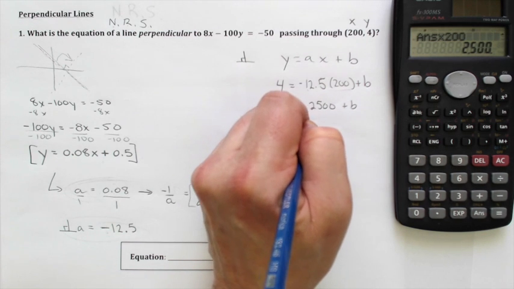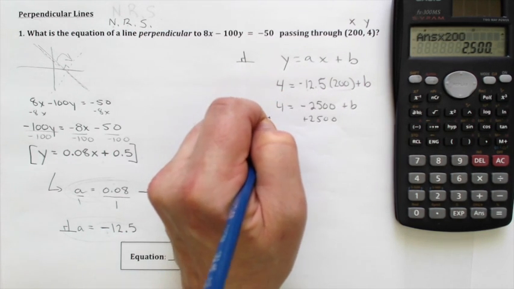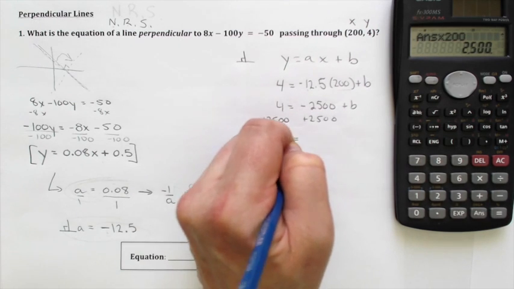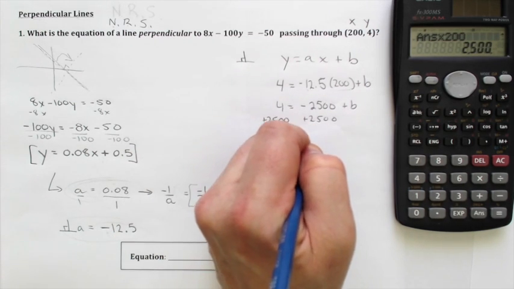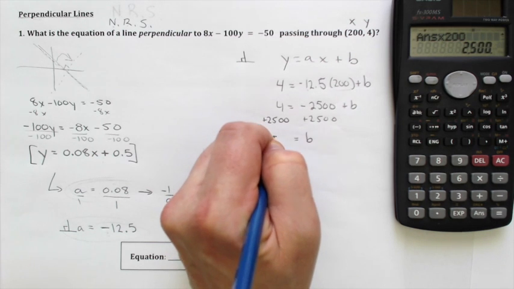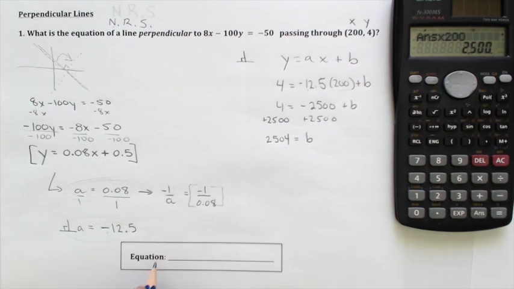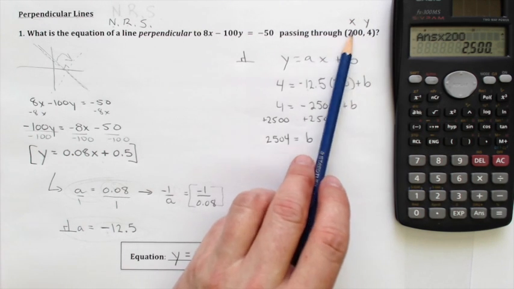So add 2,500 to both sides, and I'm going to get b is equal to 2,504. So for this equation, y is equal to negative 12.5x plus 2,504. Not the prettiest equation, but it's got a negative reciprocal slope to the 0.08, and it passes through (200, 4).